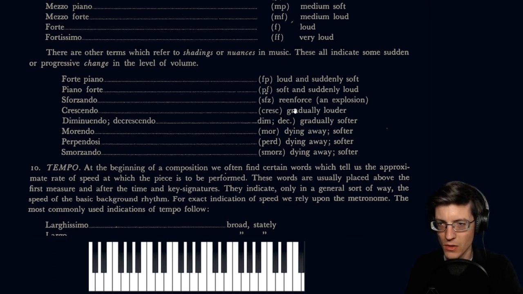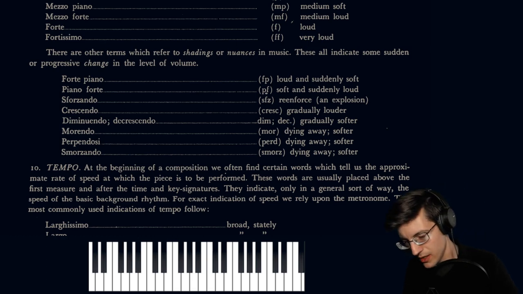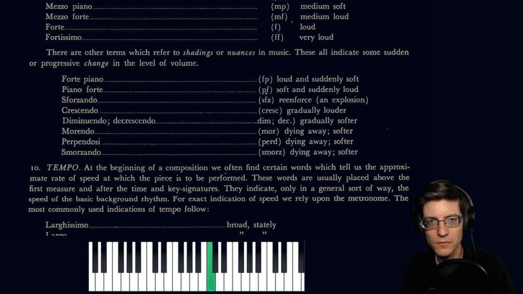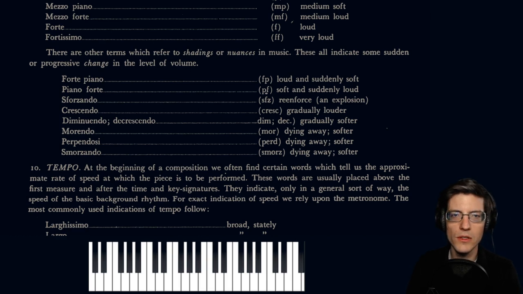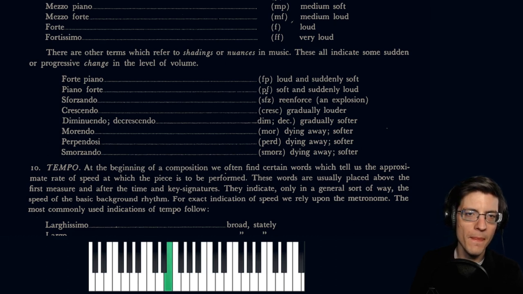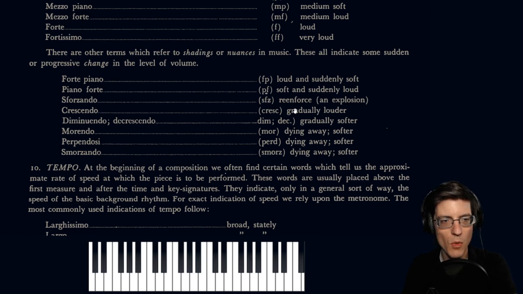Morendo, dying away, softer. So this is if I were to play and it just slowly begins to fade away. Let's see if I can start my volume here. It just sort of fades away. Let's see if I can start a little higher. It just fades out. So that's morendo.